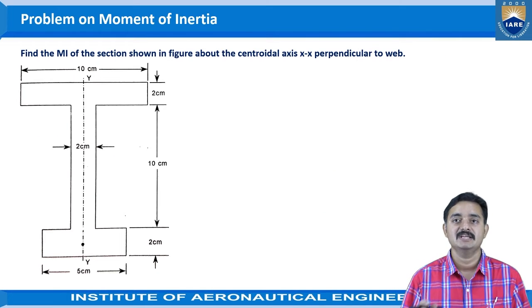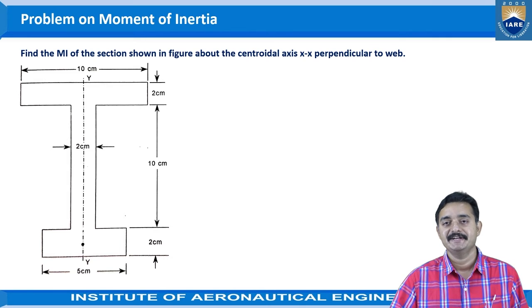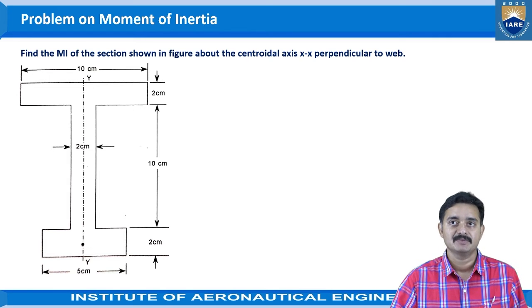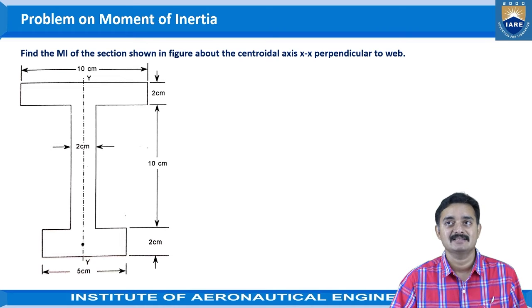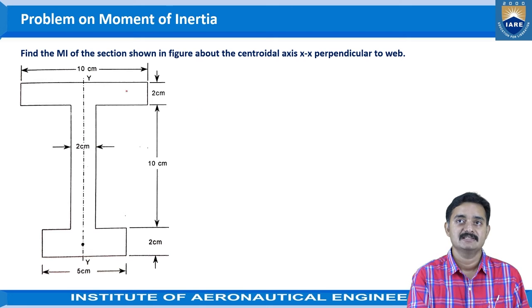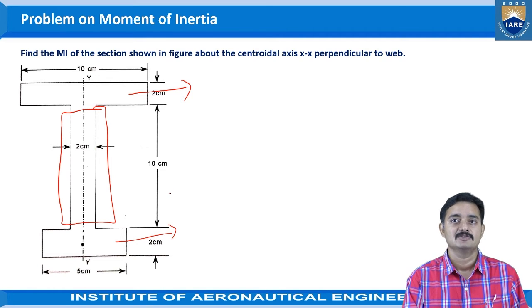Now let us go for the complicated section. The moment of inertia is to be identified for an I section here. For the I section given, the moment of inertia is needed about the centroidal axis XX perpendicular to the web. These are called the flanges, and this is called the web. So the XX axis should be perpendicular to the web.